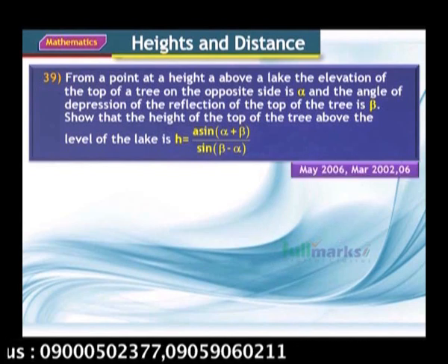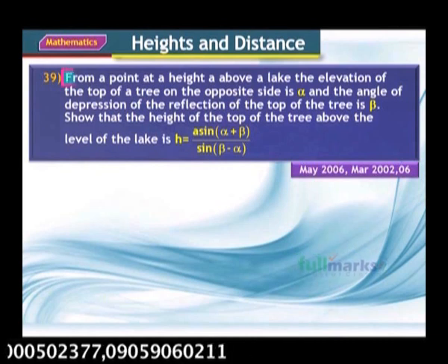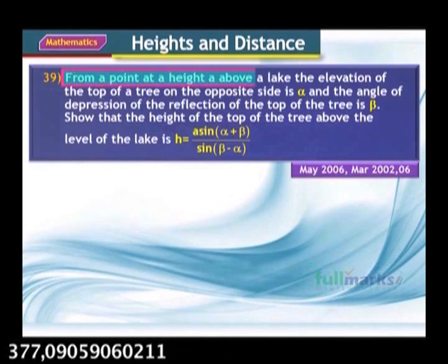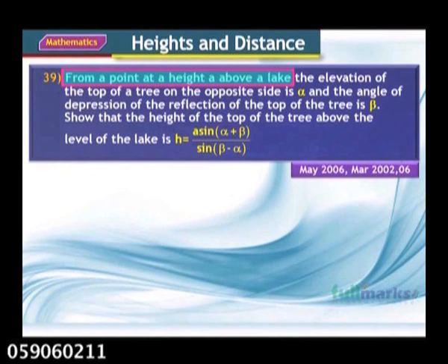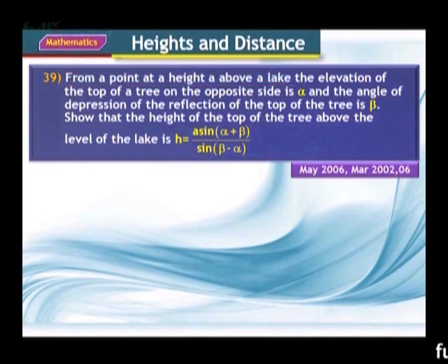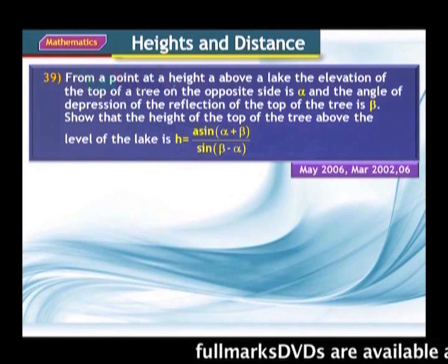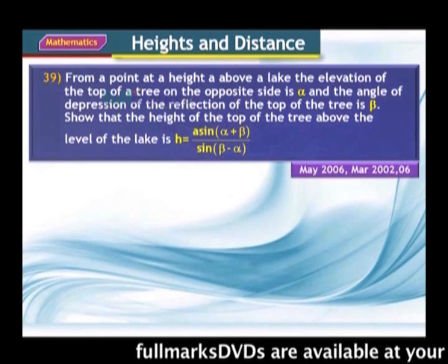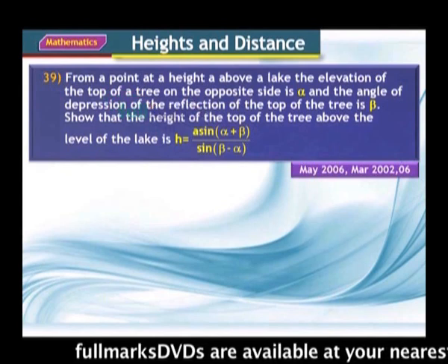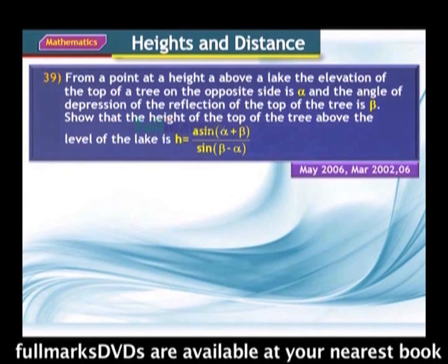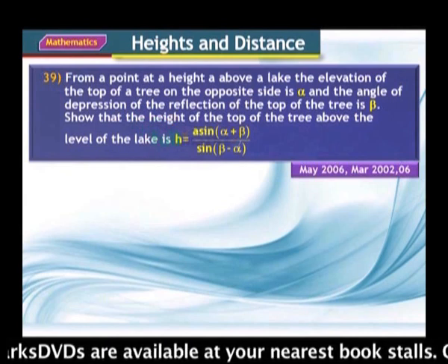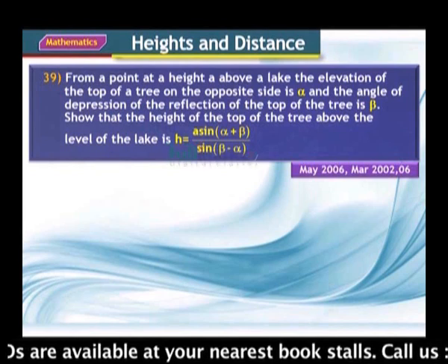Here we go. I'll read the question once again. Try to interpret it clearly. From a point at a height a above a lake. Here so many a's are there. Don't get confused. The first a is only singular: a point at a height means one height, and height is a. Above a lake means one lake. But the a which is before the word above is the measurement of the height of the distance, that is small a. So you have a point at a height of a units from the water level of a lake.